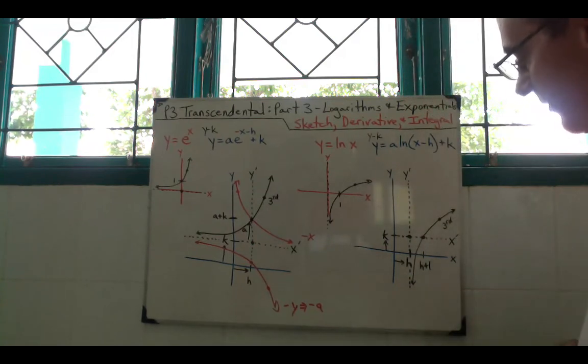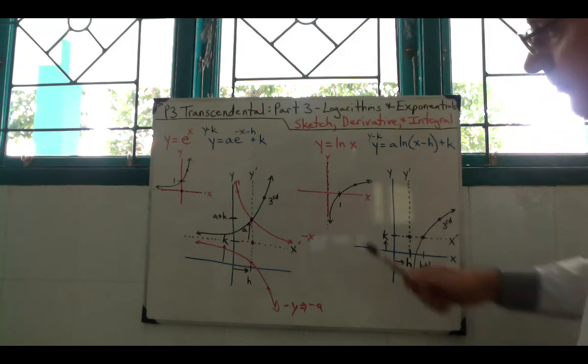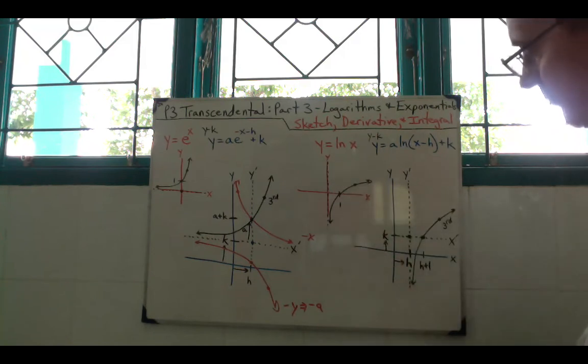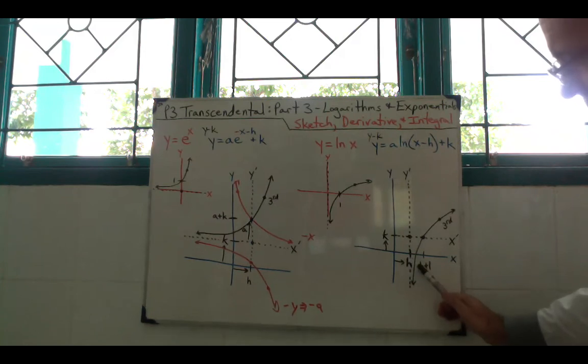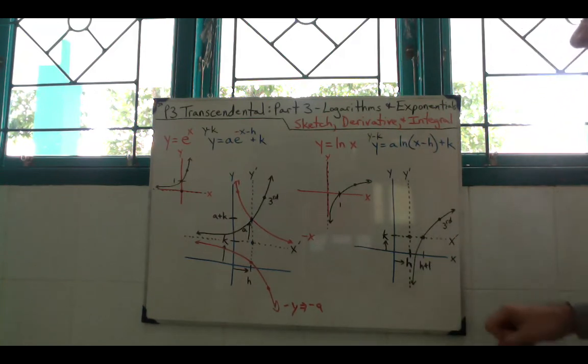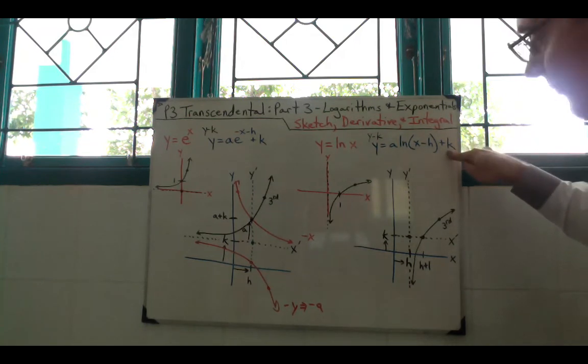And then from there, you just go 1 unit to the right. Notice this is 1 unit to the right of the asymptote. You go 1 unit to the right, so whatever your h is plus 1, and you put a dot there. So remember, this affects your up and down, not your left and right.